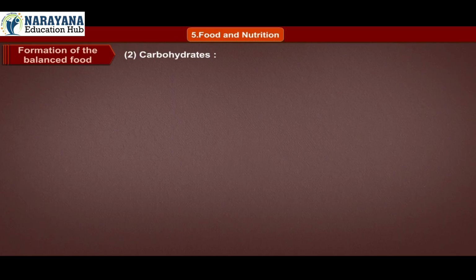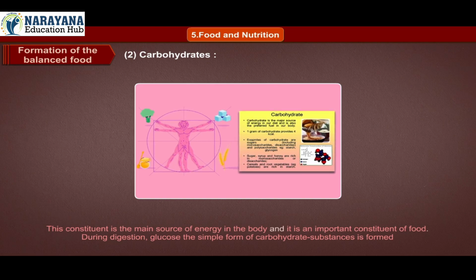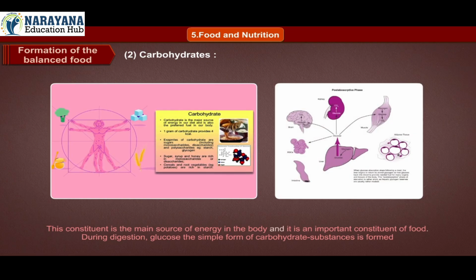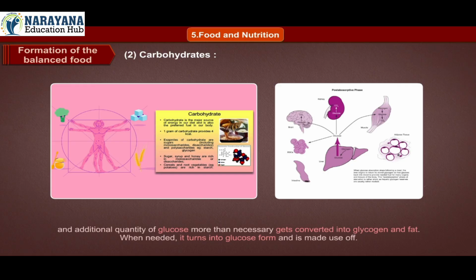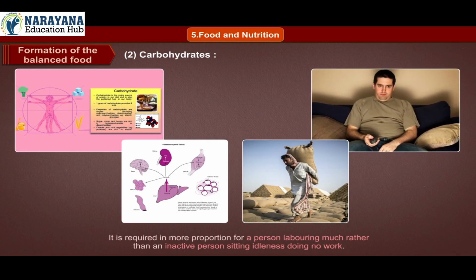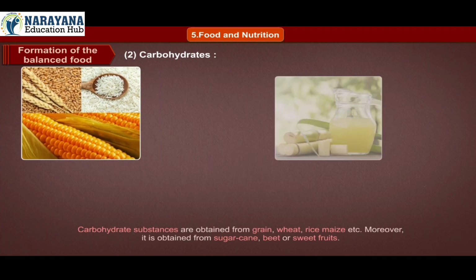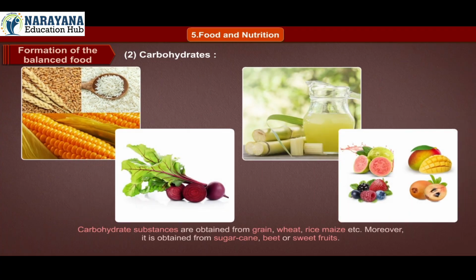2. Carbohydrates. This constituent is the main source of energy in the body, and it is an important constituent of food. During digestion, glucose, the simple form of carbohydrate substances, is formed. An additional quantity of glucose more than necessary gets converted into glycogen and fat. When needed, it turns into glucose form and is made use of. It is required in more proportion for a person laboring much rather than an inactive person sitting idle doing no work. Carbohydrate substances are obtained from grain, wheat, rice, maize, etc. Moreover, it is obtained from sugarcane, beet, or sweet fruits.